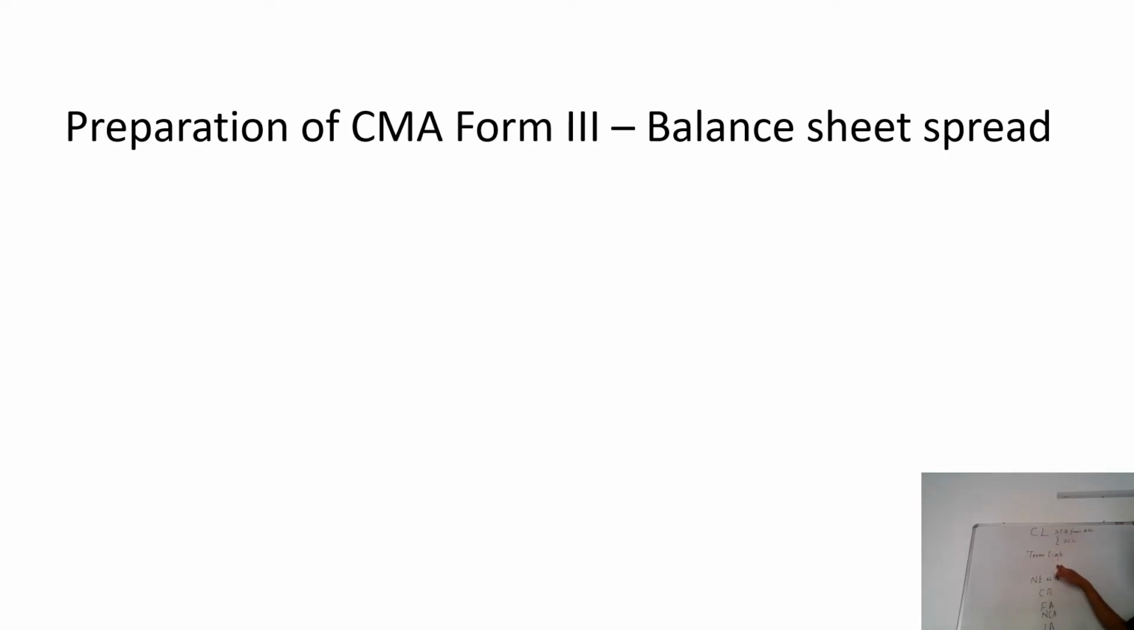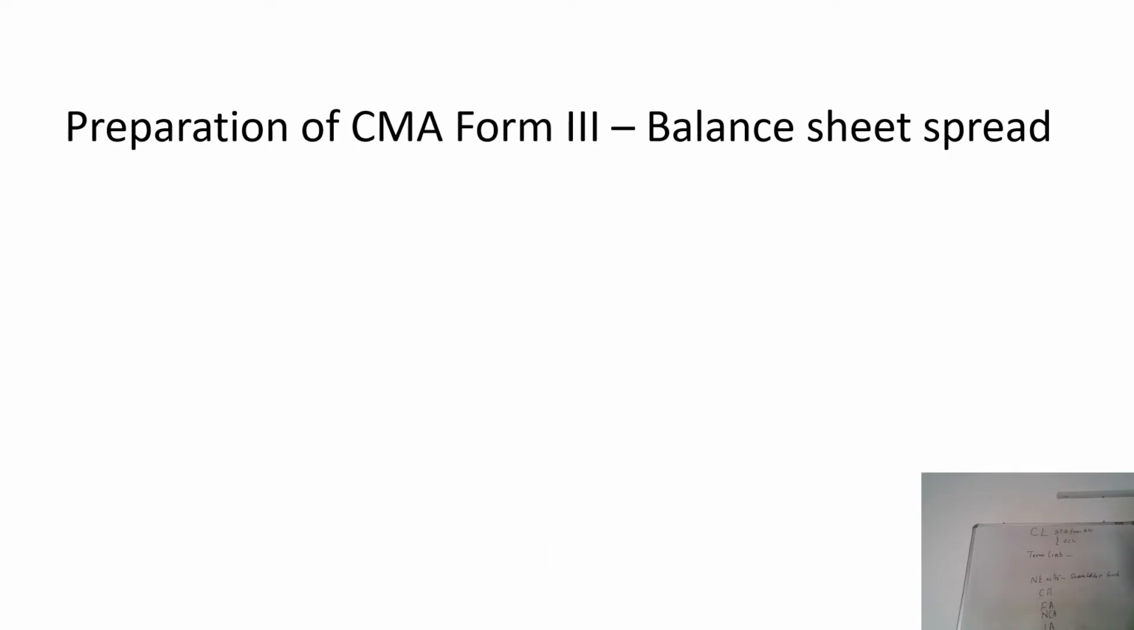This is followed by term liability. In the balance sheet, we call it a non-current liability, whereas in this case, any liability which is to be paid to outsiders after a period of 12 months is classified as term liability. Net worth is nothing but the shareholders' fund. It includes the capital, reserve and surplus.